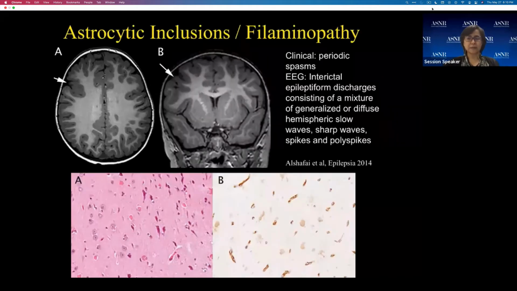With astrocytic inclusion, the main feature that will help you distinguish this entity from focal cortical dysplasia is the clinical presentation. Patients with astrocytic inclusion are more likely to present with periodic spasms compared to focal cortical dysplasia.